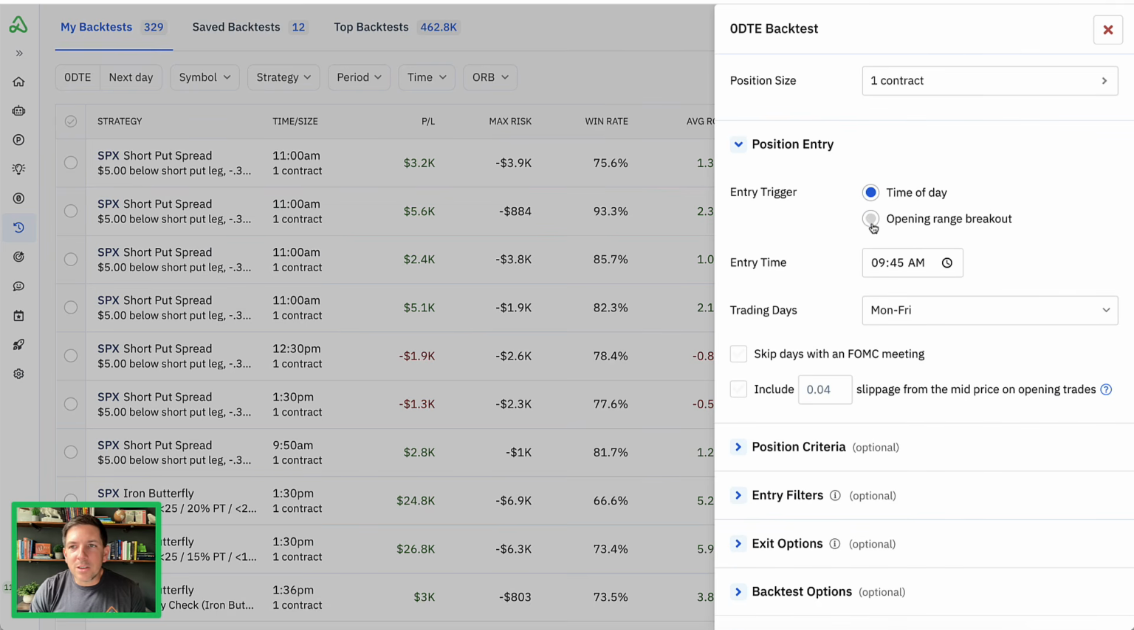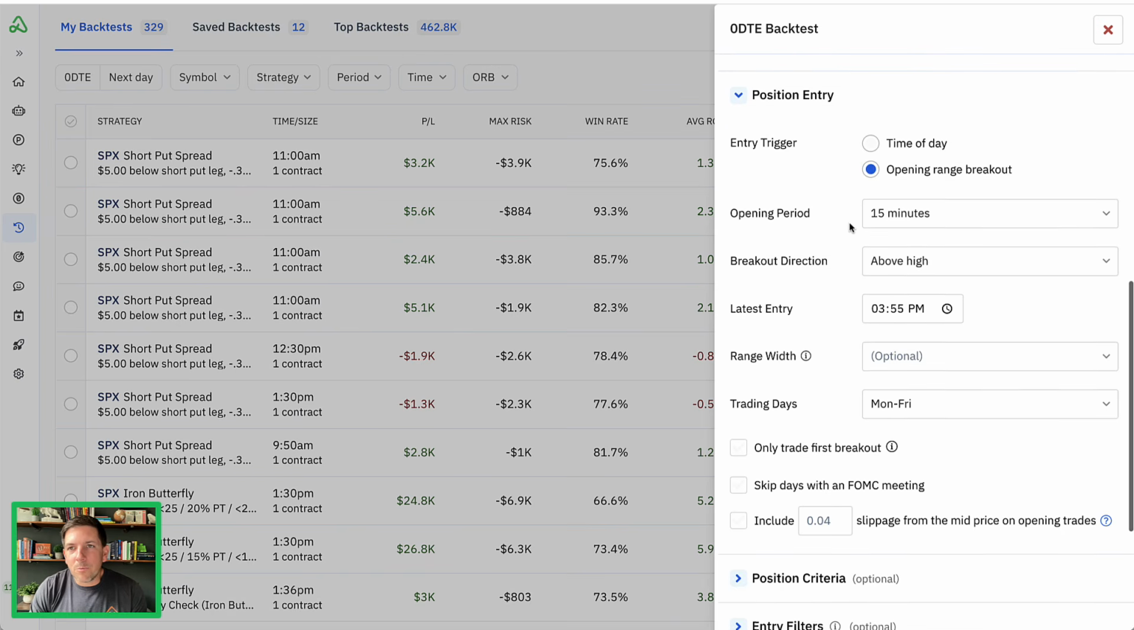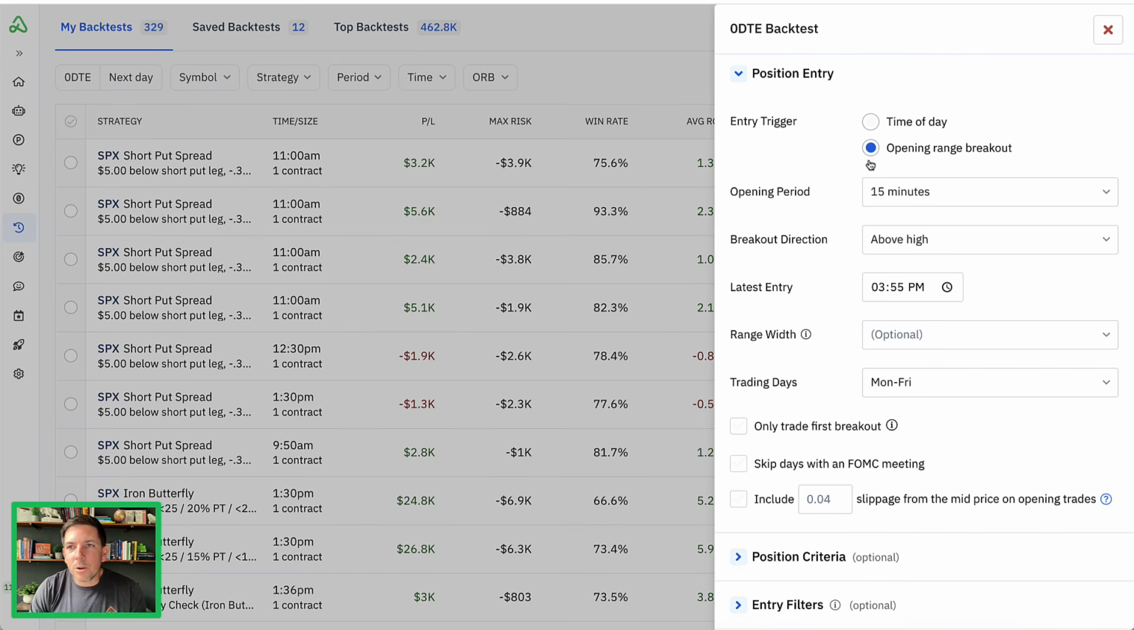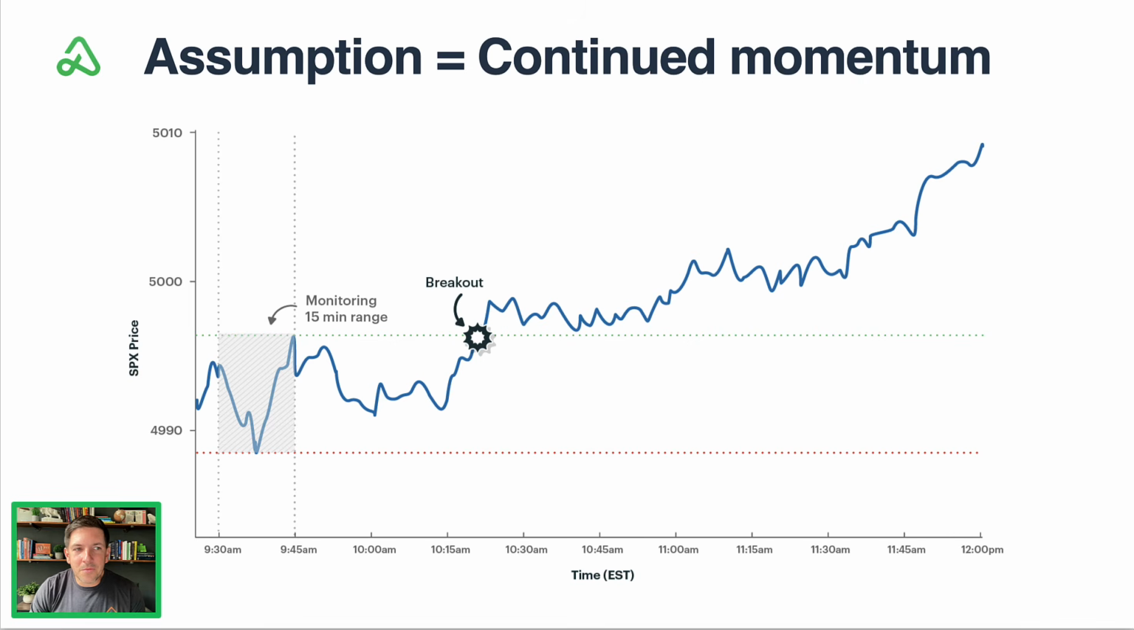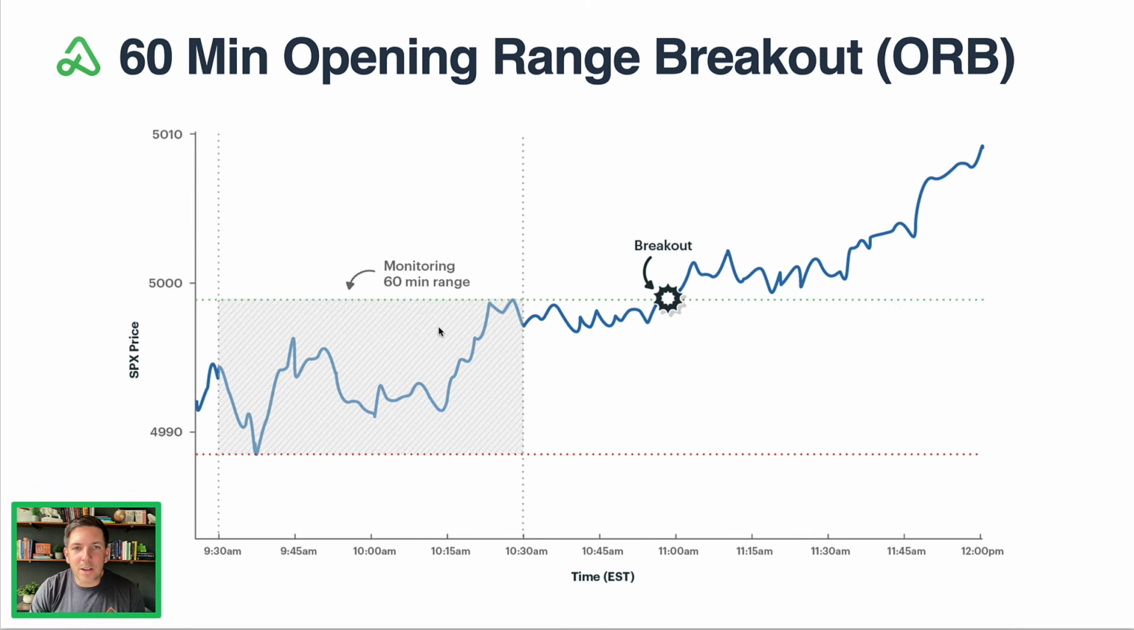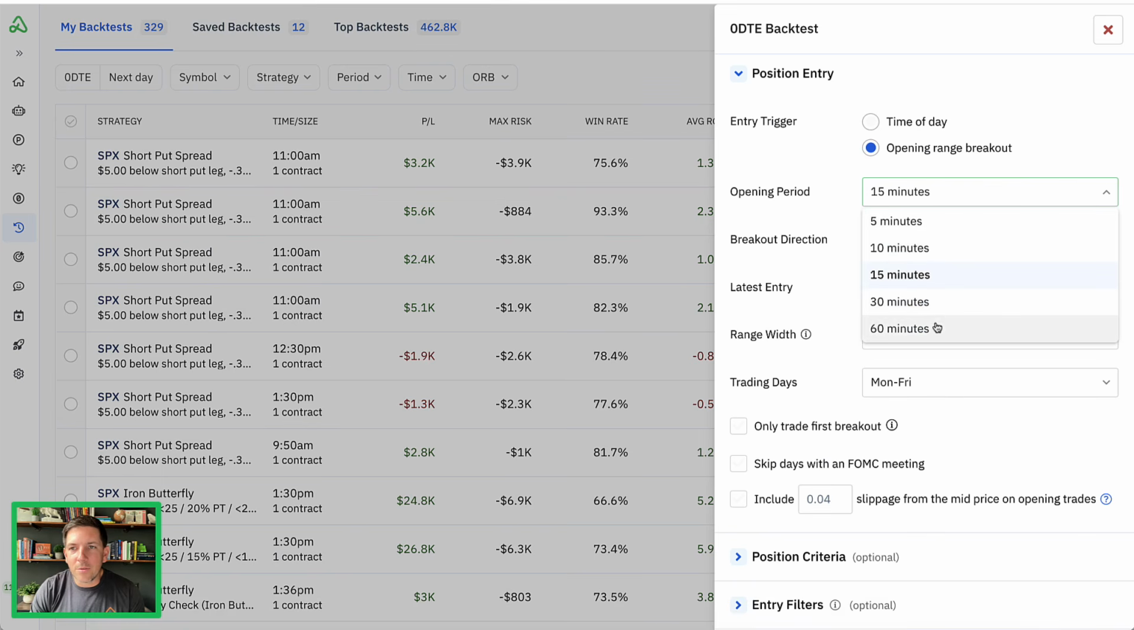Now, position entry, this is where we can have some fun with the opening range breakout. Notice that once I click on opening range breakout, I have my opening range period. This again is going to be your different periods here. You can have your 15-minute, your 30-minute, your 60-minute, etc. There's a lot of different ones that we have in here.